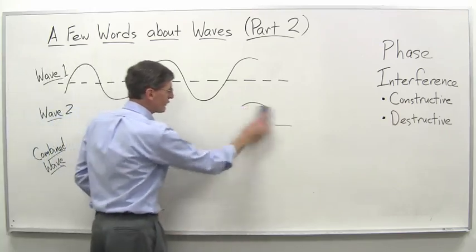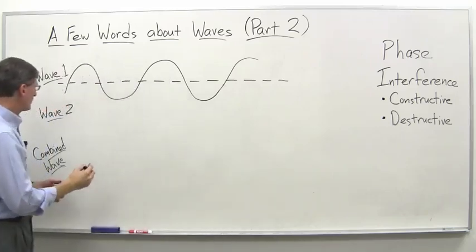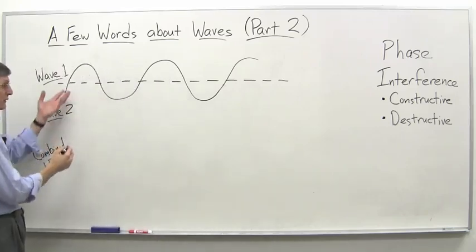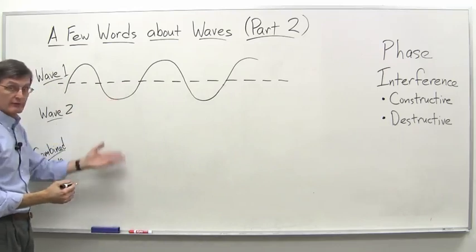So it's exactly out of phase with it. Wave 2 then is going to look something like this. Where we have peaks, we're going to have troughs. Where we have troughs up here, we're going to have peaks.